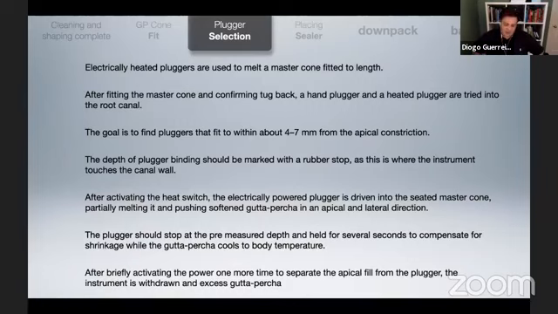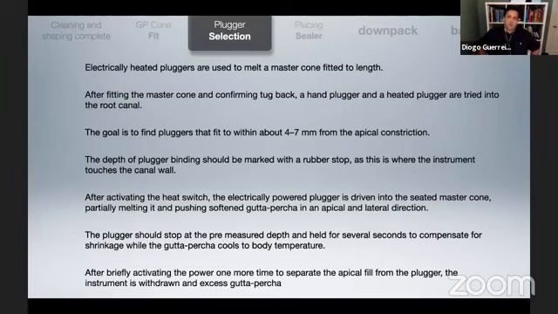After fitting this master cone and confirming the tug back, a hand plugger and a heat plugger are selected for the root canals. The goal is to fit these pluggers, the hand pluggers too, in order to pack the gutta percha 4 to 7 millimeters of the apical constriction. Apical constriction, the terminus of your preparation, better said. And the depth of the plugger should bind at the marked rubber stops. So use rubber stops to know where you are in the canal.